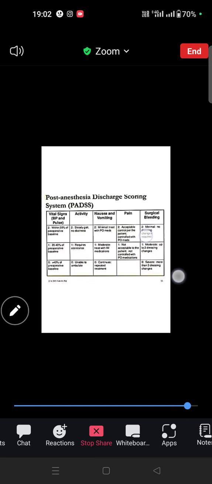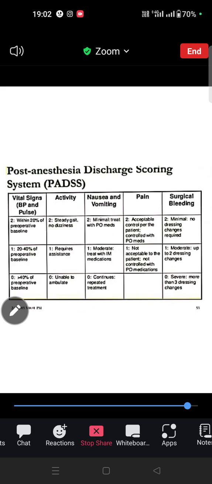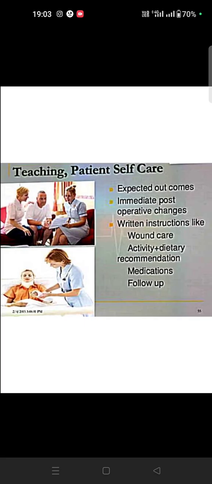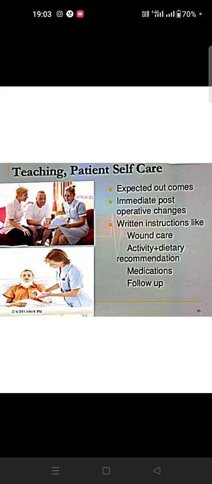So if anyone asks this question, you can put vital signs, activity, nausea, vomiting, pain status and surgical bleeding site. So we can mention it like this only, then you can write it in the exam. So teaching the patient self-care means expected outcomes, immediate post-operative changes, written instruction, wound care and activity, dietary recommendation, medication, follow-up and all.